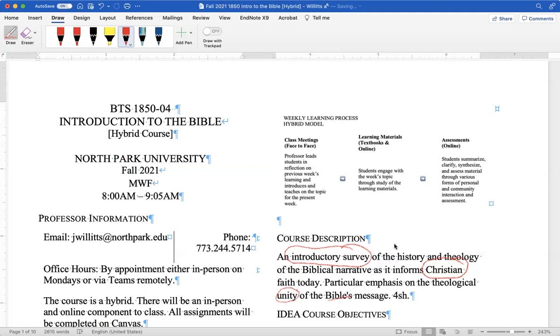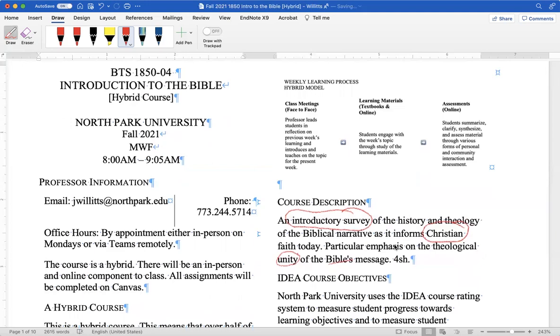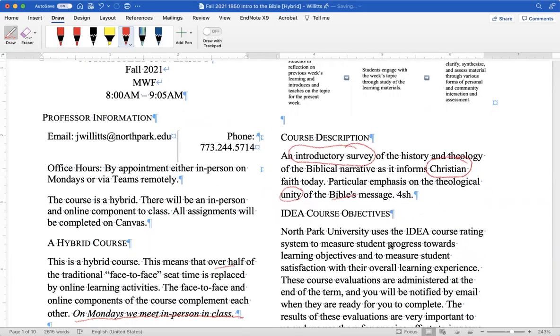So that's a really thick description of our class: conversant understanding, Christian presupposition, and an intentionality in discovering the unity of its message.